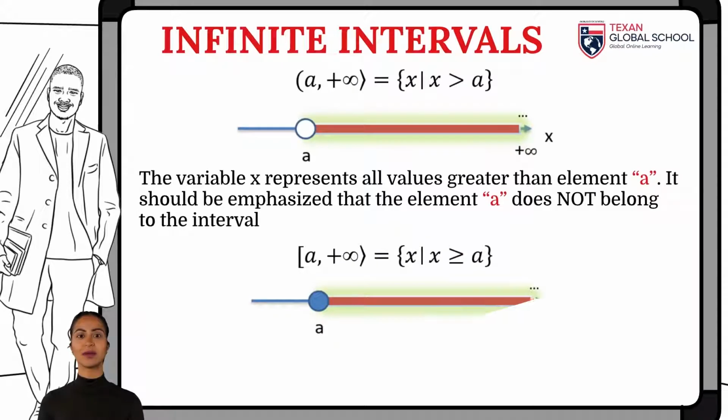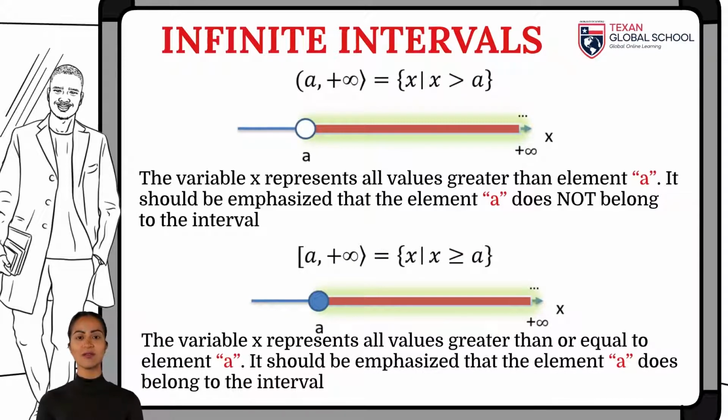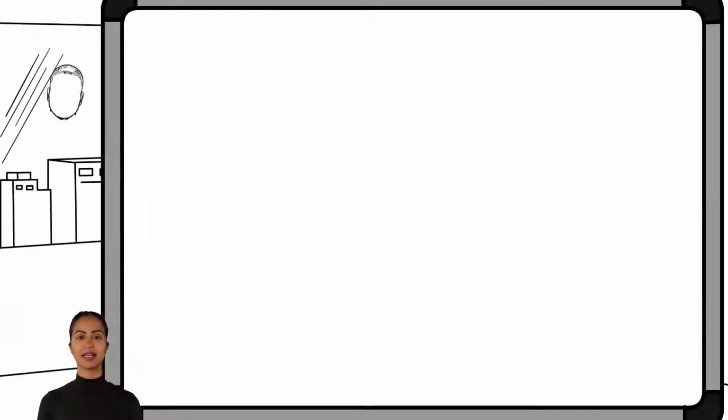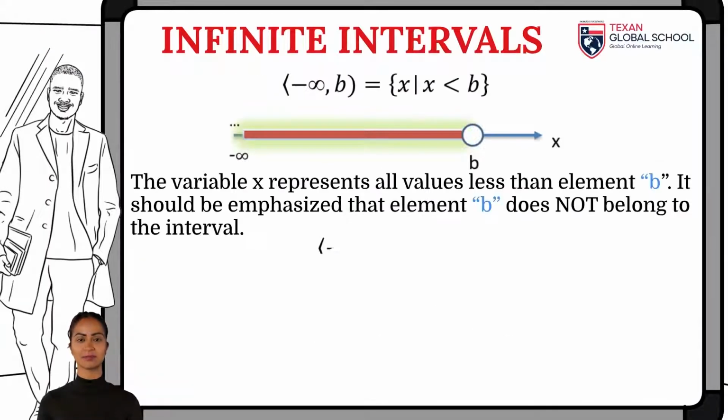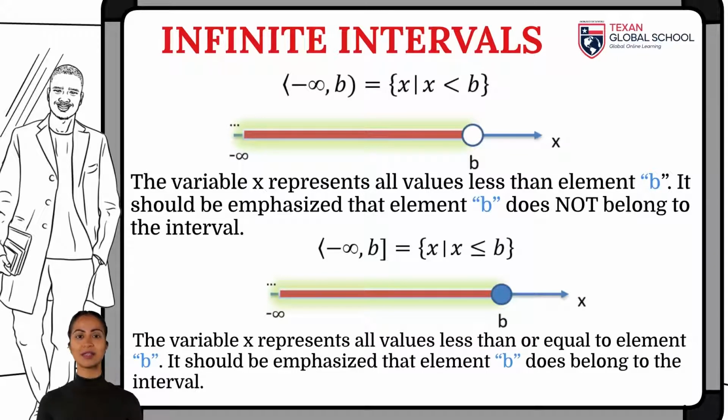The first case, open on the left to infinity, represents all values greater than element a without a belonging to the interval. The second case, closed from the left to +infinity, represents all values greater than or equal to element a, which does belong to the interval. The following case, opened on the right from -infinity, represents all values less than element b, without b belonging to the interval. The last case, closed on the right from -infinity, represents all values less than or equal to element b, which does belong to the interval.